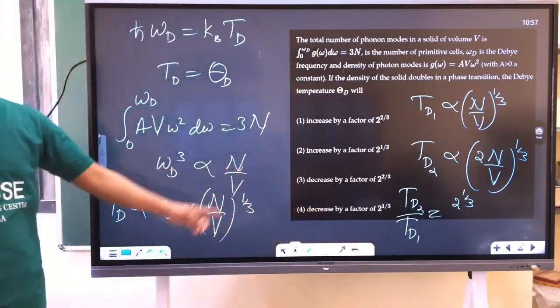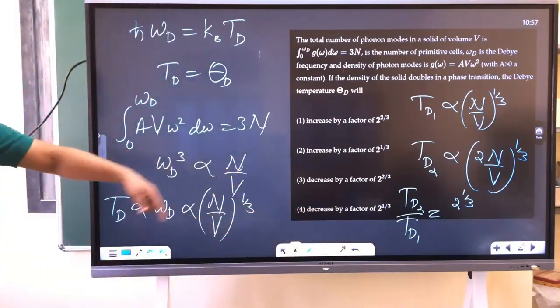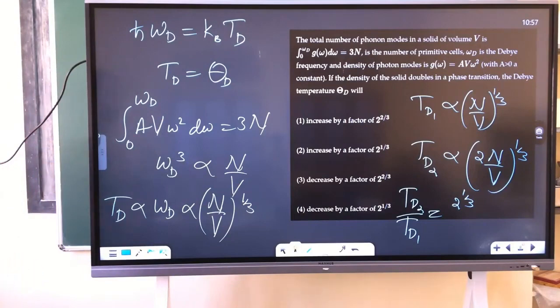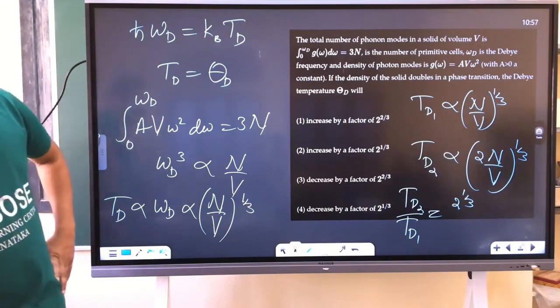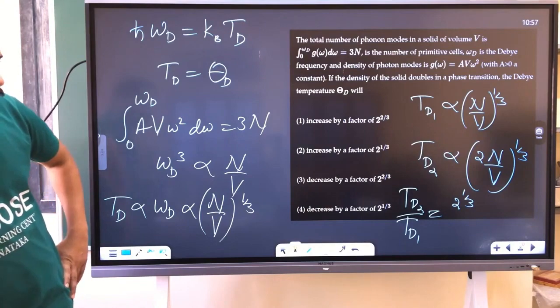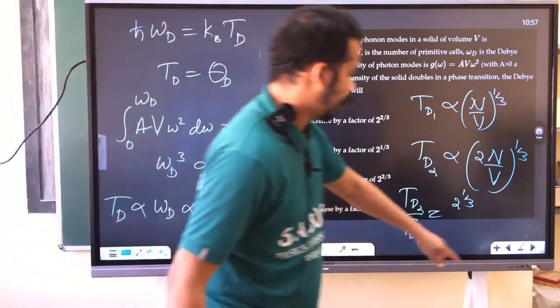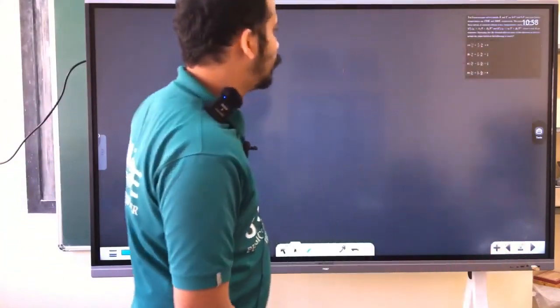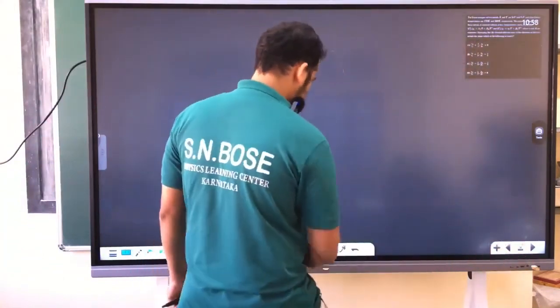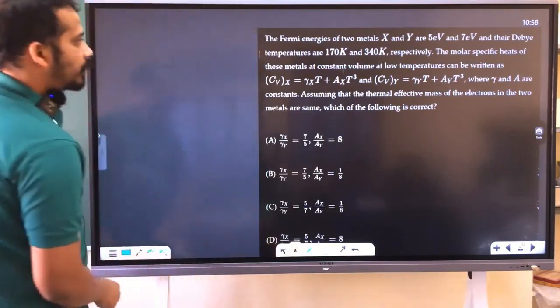Do the problems again and cross check the answer later. It's there in the web page. It increases by the factor of 2 power 1 by 3. Very simple. That's why I'm stressing, even in the derivation, what you need to look into. That's very important.